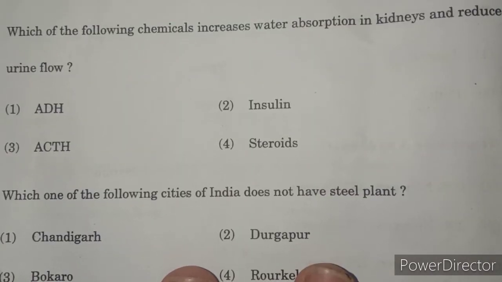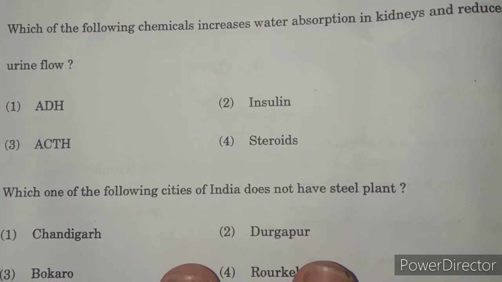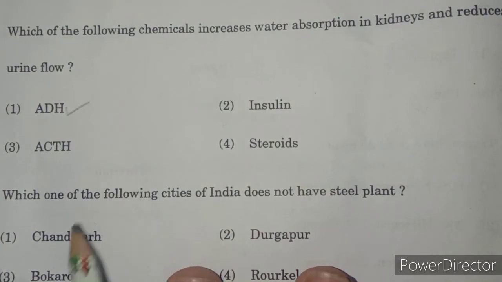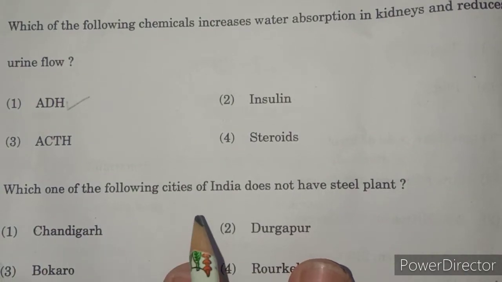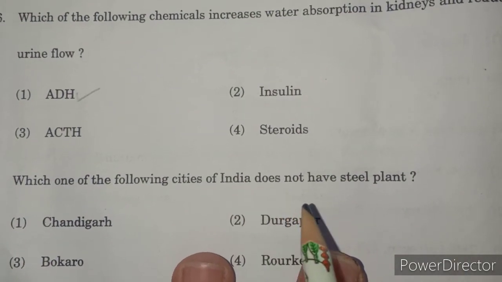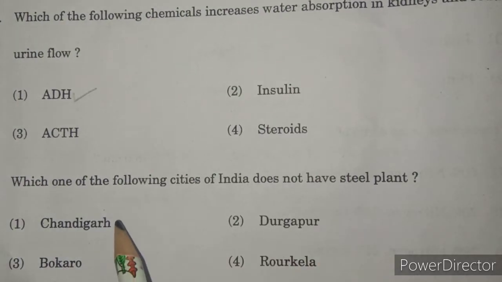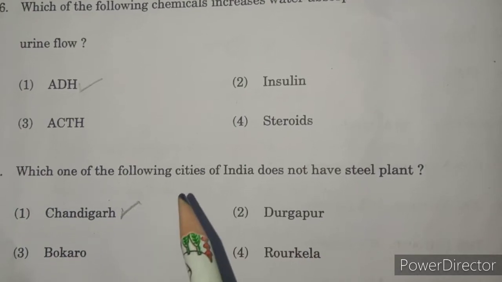Which of the following chemicals increase water absorption in kidney and reduce urine flow? Answer is first, ADH. Which one of the following cities of India does not have steel plant? First is correct answer, Chandigarh.